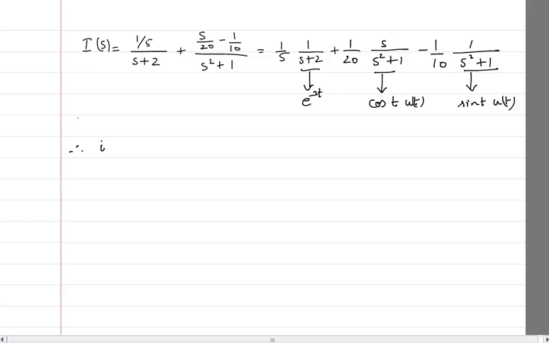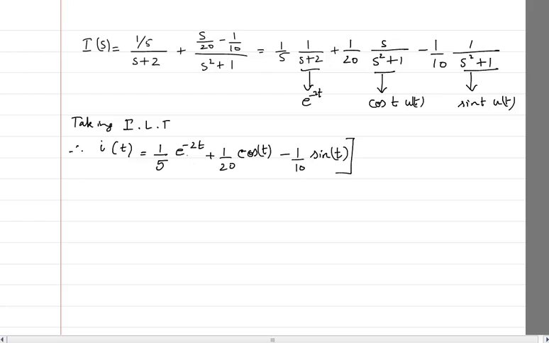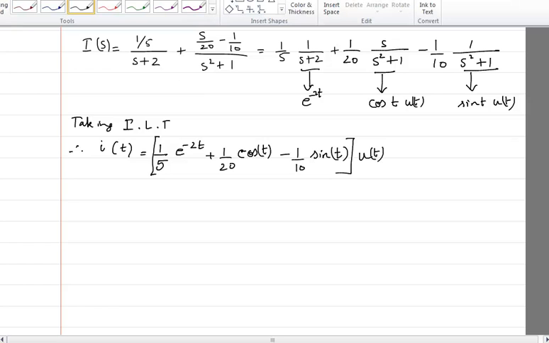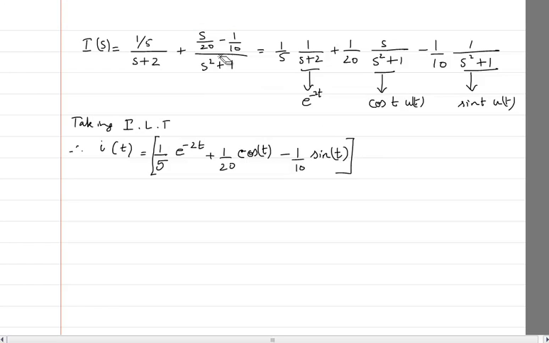So therefore, taking the inverse Laplace transform, I of t is going to be equal to 1 by 5 e raised to power minus 2t plus 1 by 20 cos t, minus 1 by 10 sin t, the whole multiplied with u of t, or instead of writing u of t, I can even write that for t greater than 0.